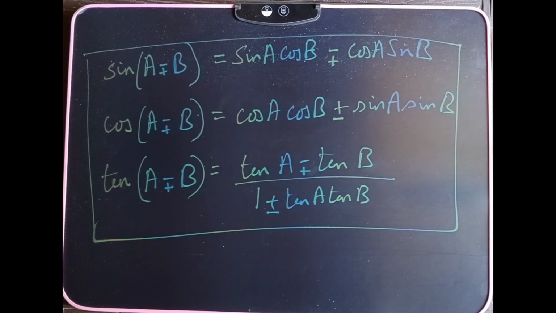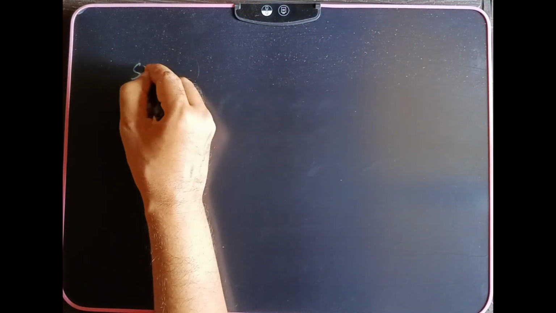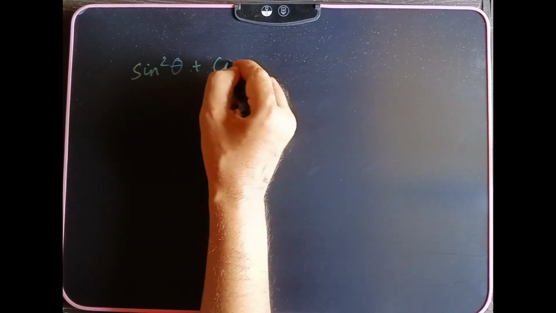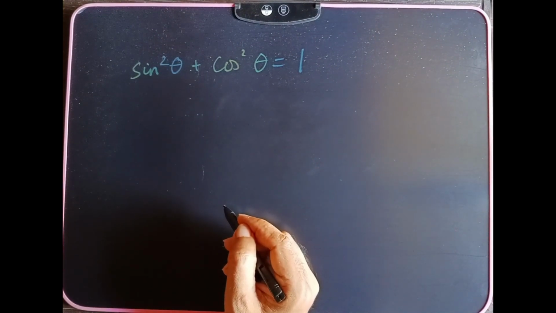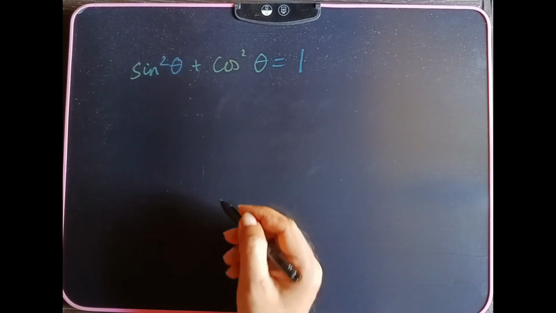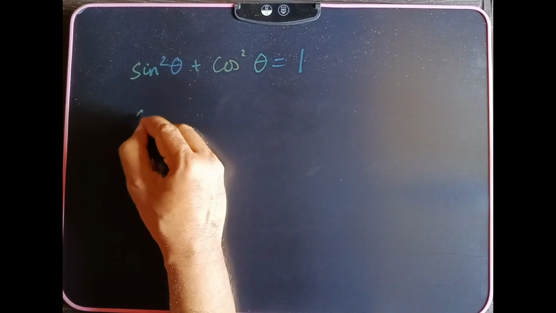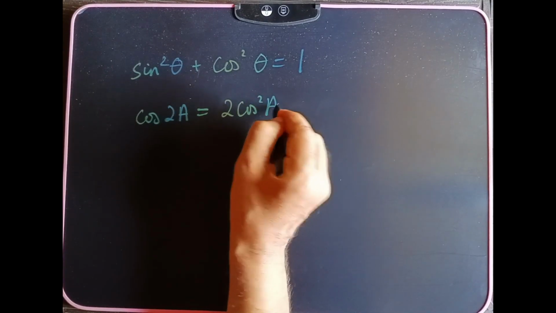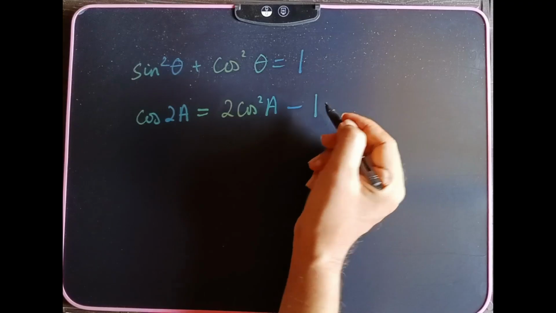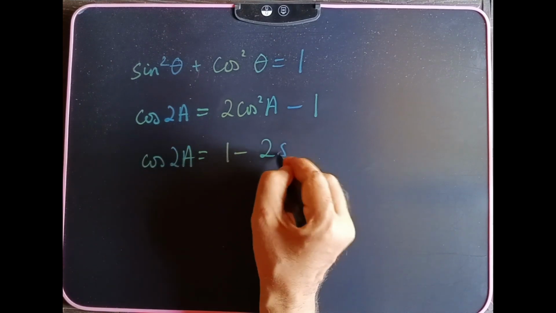This is what is there in your syllabus, and there are a few additional formulas. I'm going to cover them shortly. One very important formula which we already know is sine square theta plus cos square theta is equal to 1. Because of this formula you get subsequent formulas: cos 2a can be written as 2 cos square a minus 1. Another way, cos 2a can also be written as 1 minus 2 sine square a.